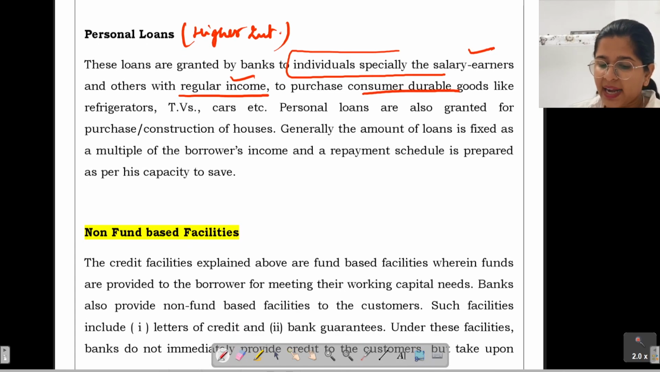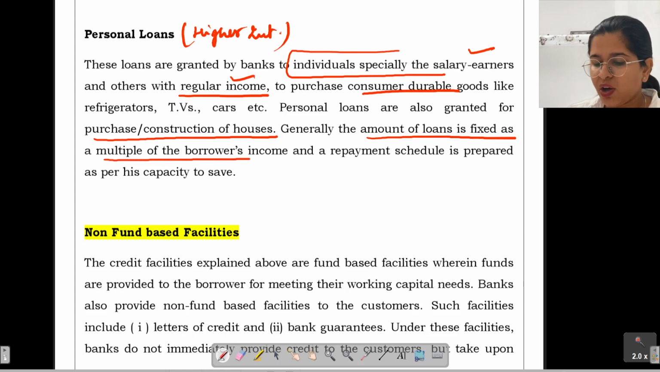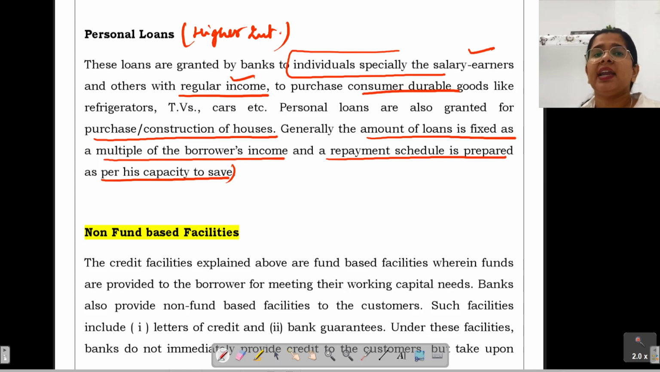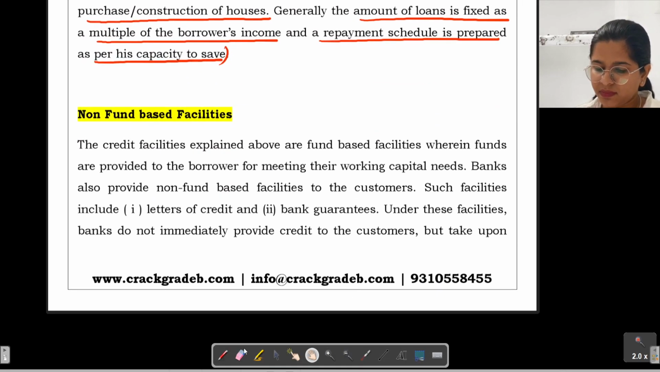Personal loans are also granted for the purchase or construction of houses. Generally, the amount of loan is fixed as a multiple of the borrower's income and the repayment schedule is prepared as per his capacity to save, right? Then we have non-fund based facilities. This is a small topic and I would like you to know.